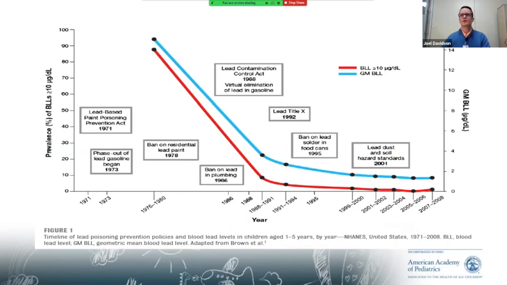So this graph is one of the figures from what I think is probably one of the most important papers around lead. It's a 2016 article from Pediatrics giving an overview of the problem of lead. For those of you who are joining us next seminar, this would be a worthwhile paper to read. But basically, what this graph is showing is all of these policy interventions that I just talked about have really led to the decrease of what we're finding as average lead levels in children.